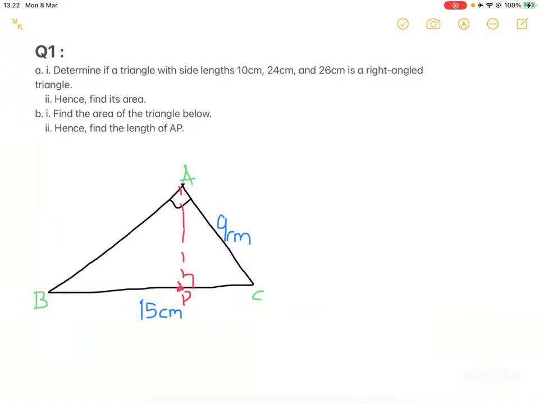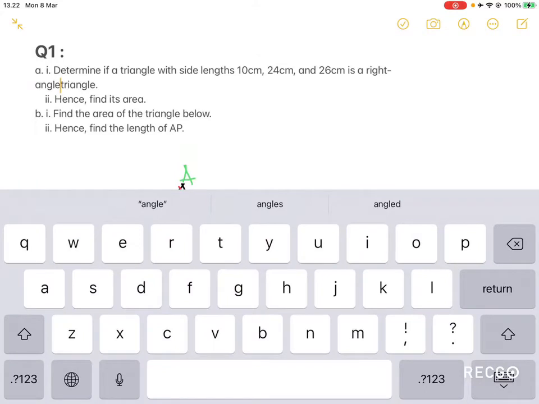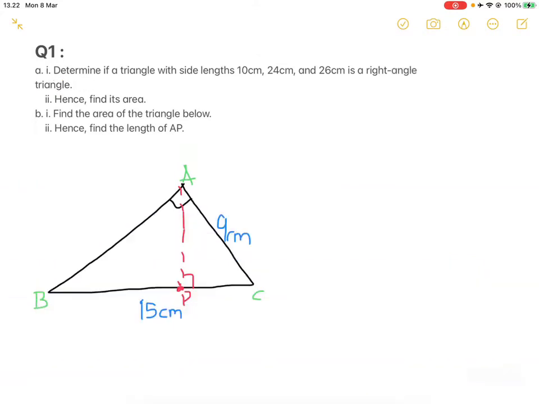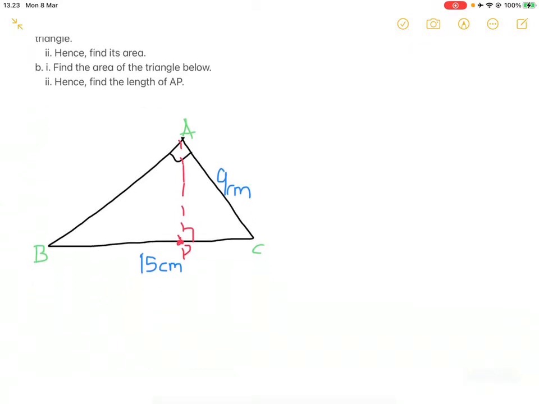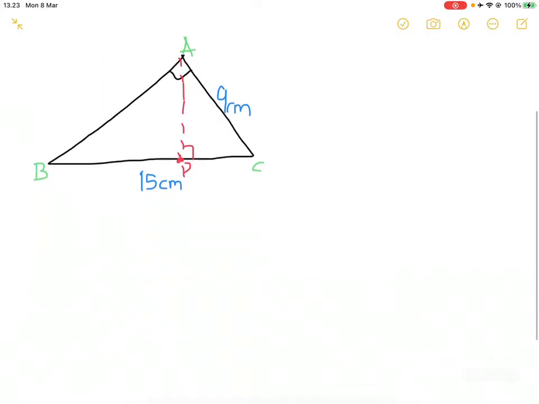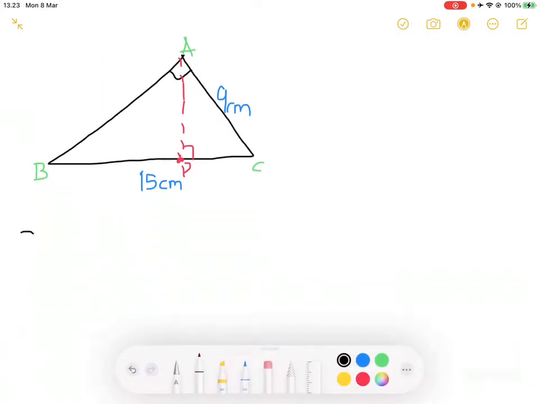Alright, for the first question, it will rely heavily on the Pythagorean theorem. For part A, we need to determine if a triangle with side lengths 10 centimeters, 24 centimeters, and 26 centimeters is a right angle triangle. After that, we need to find its area as well. For part B, we need to find the area of triangle ABC as shown, and then we're going to find the length of AP. Alright, so let's start with part A first.